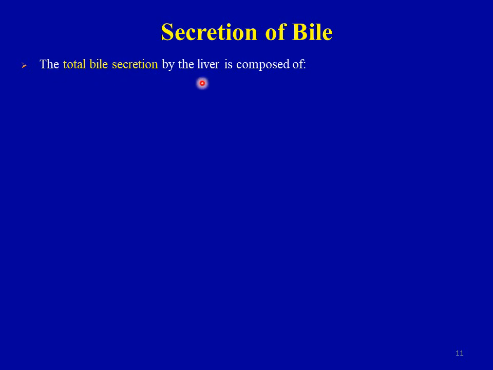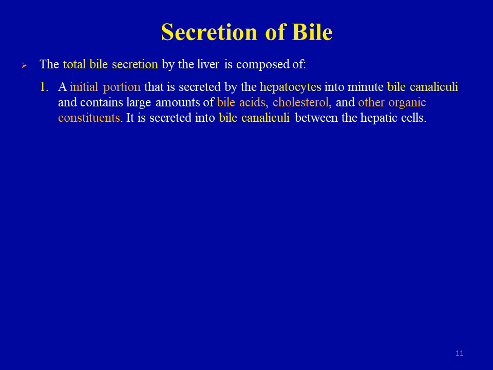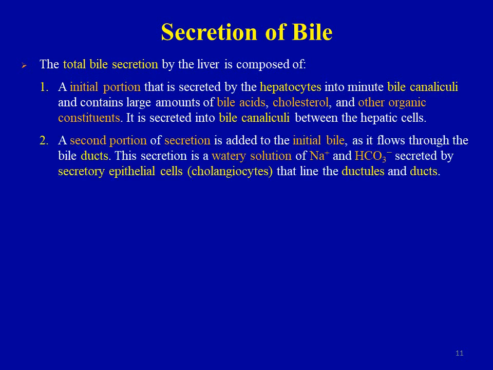The total bile secretion by the liver is composed of an initial portion that is secreted by the hepatocytes into the minute bile canaliculi and contains large amounts of bile acids, cholesterol and other organic constituents. It is secreted into the bile canaliculi between the hepatic cells, as we saw in one of the previous slides. A second portion of secretion is added to the initial bile as it flows through the bile ducts. This secretion is a watery solution of sodium and bicarbonate secreted by the secretory epithelial cells, or the cholangiocytes, that line the bile ductules and ducts.